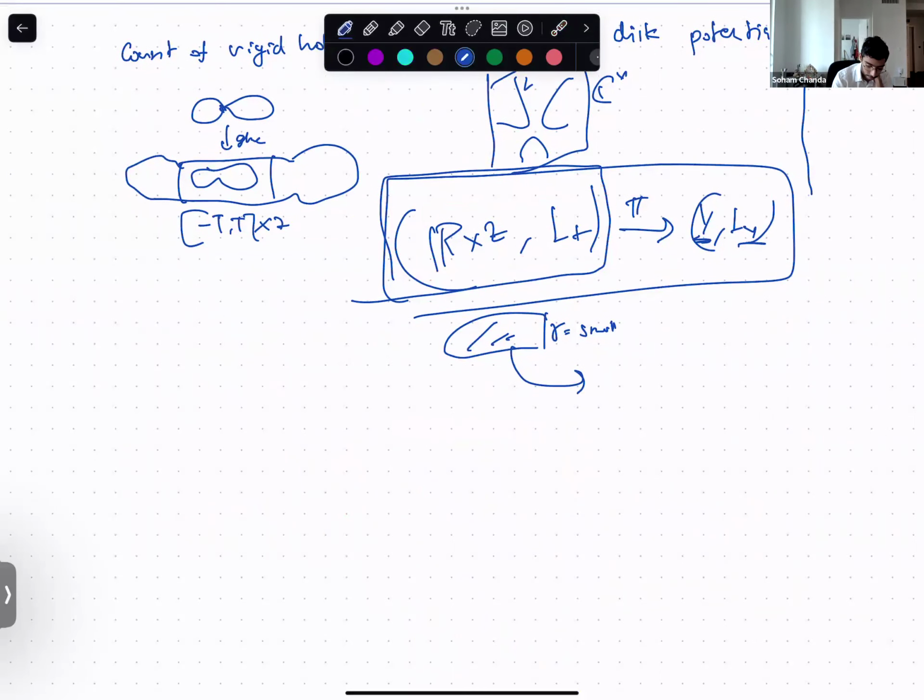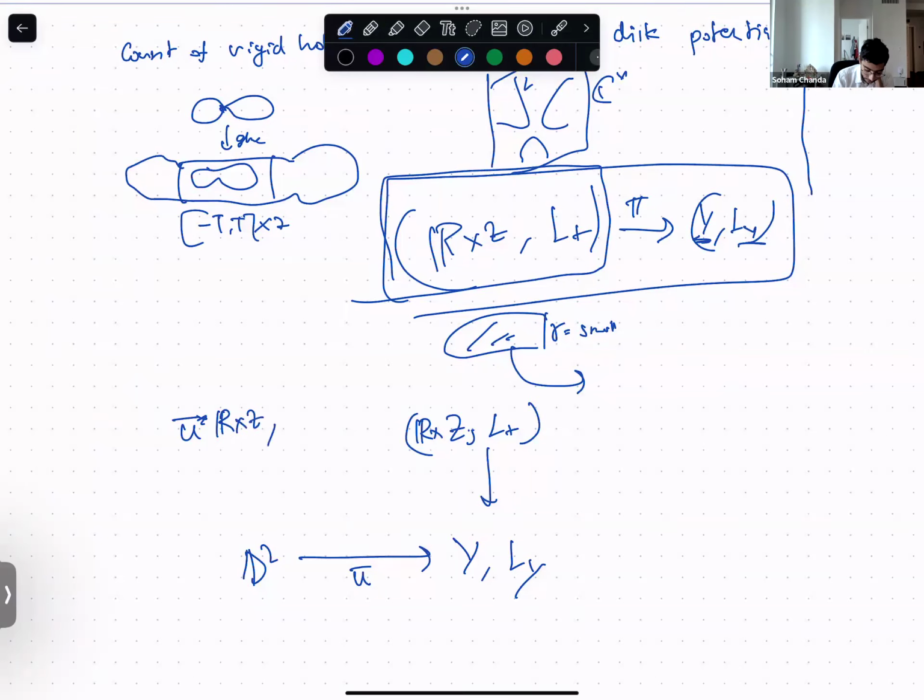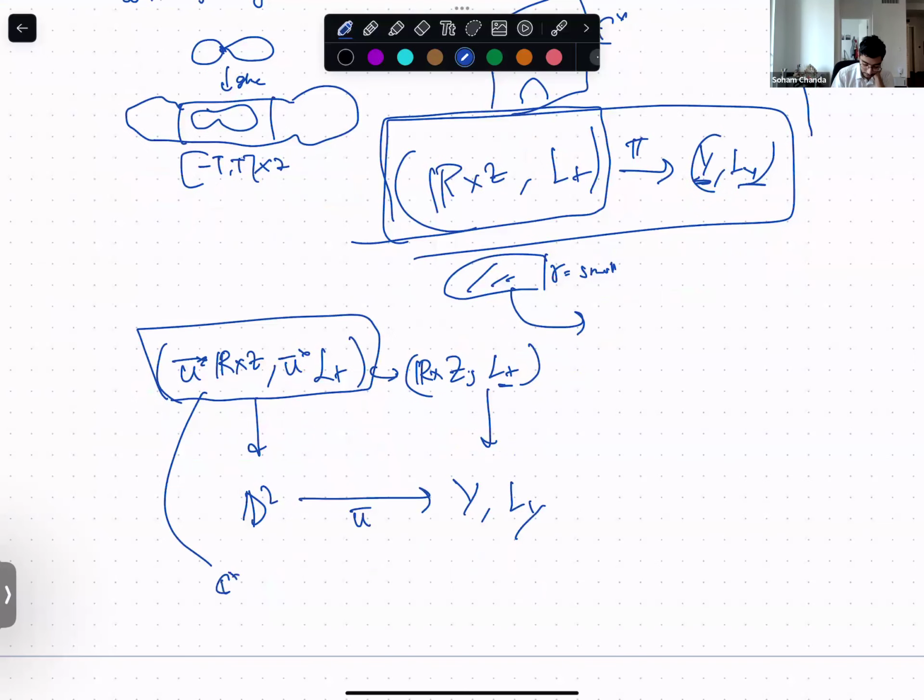Okay, maybe I should write this down. If you have a D2 mapping to Y comma Ly, over this you have Z comma L plus. Let's call this map U bar. Then you can pull back this circle bundle. Okay, maybe not Z. Let's have R times Z. So this is a C star bundle. Then you can pull back R times Z, and you can also pull back this as a fiber bundle. This pullback is actually a C star bundle over the disk.